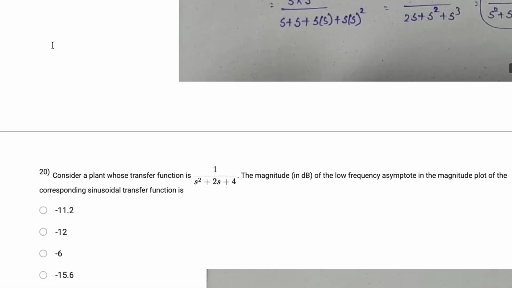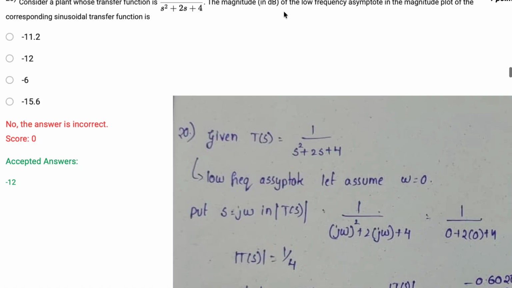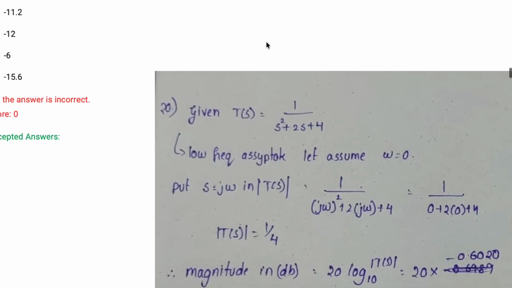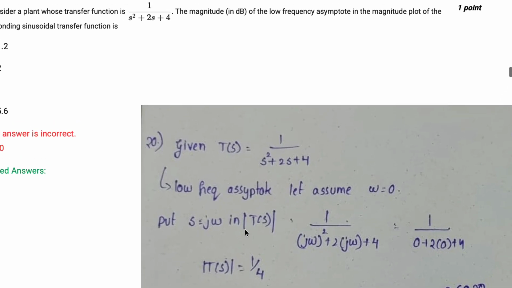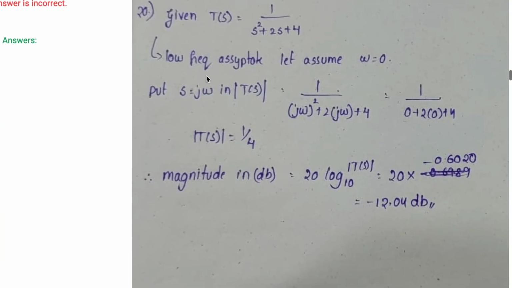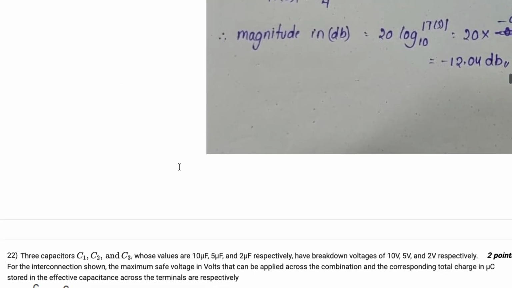So moving on to the next question. The plant transfer function is given as 1 by s square plus 2s plus 4, and he is asking for the magnitude in decibels of the low frequency asymptote of the magnitude plot of the corresponding sinusoidal transfer function. For low frequency, we assume omega is equal to 0. Simply substitute s equal to j omega and find the magnitude value. We get 1 by 4. Converting the magnitude value into decibels, we take 20 log of the value. So 20 into log of 1 by 4, we get minus 12.04. So the answer is minus 12. Next question.